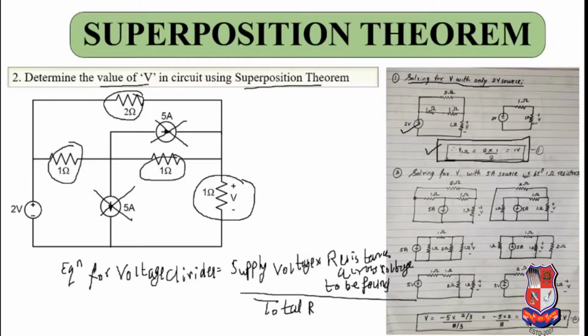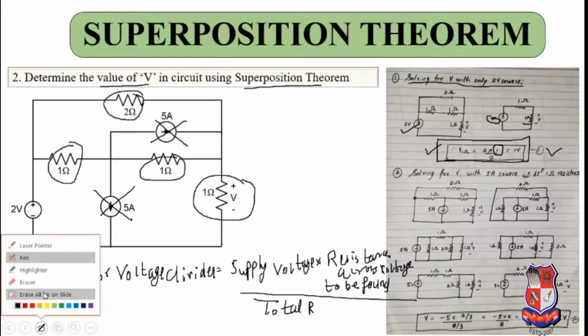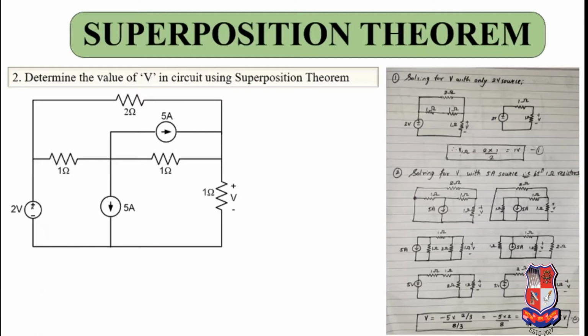So you can see here, if I want to find voltage across this 1 ohm resistor, that will be the total supply voltage 2 volt multiplied by the resistance across which I am finding the voltage, that is 1 ohm, and divided by total resistance. The total resistance is the summation of 1 and 1, so it will be 2. So you will get 1 volt as the answer from the voltage divider. So this is the way to solve using the 2 volt source.